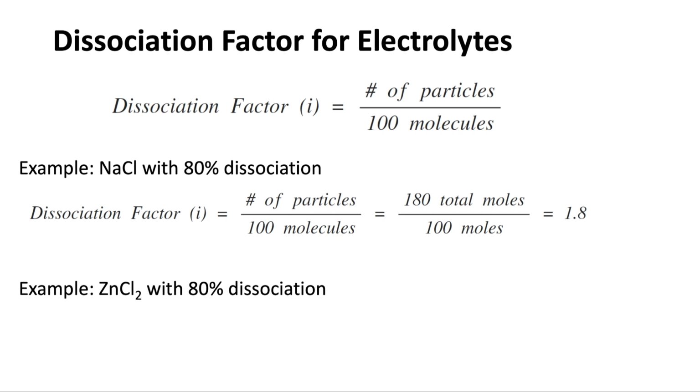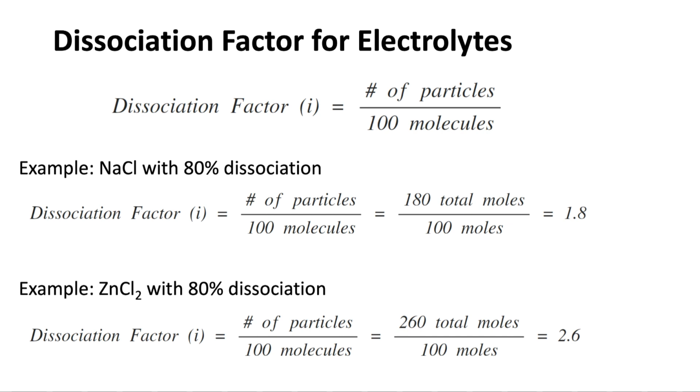Okay. Now, what about the zinc chloride? It was similar, but a little bit different. Same formula, it's the number of particles divided by 100 molecules. So remember, for the zinc chloride, it was still the 20 molecules from the undissociated, but now we had 80 zinc molecules and 80 chloride molecules plus another 80 chloride molecules because it's Cl2. So 20 plus 80 plus 80 plus 80 ended up being 260. So we take 260 total particles divided by 100 molecules. The i value for the zinc chloride with 80% dissociation would be 2.6. So this was just a review of how to calculate the i when it's not just a non-electrolyte.